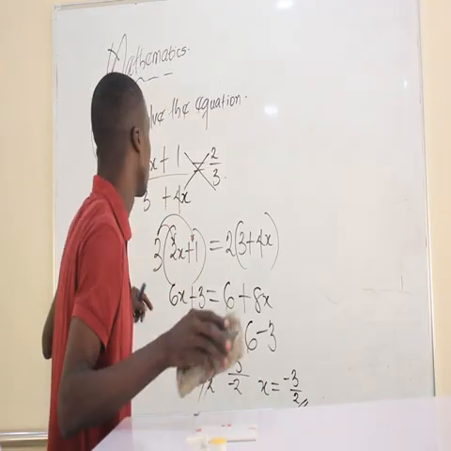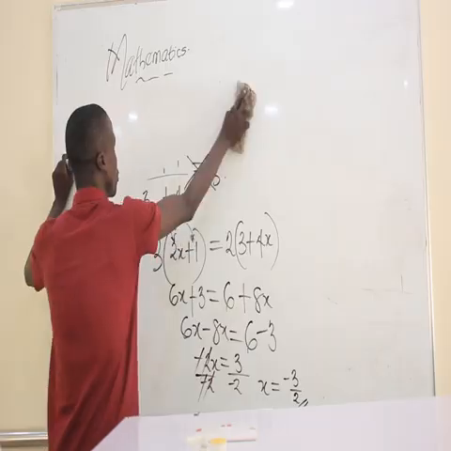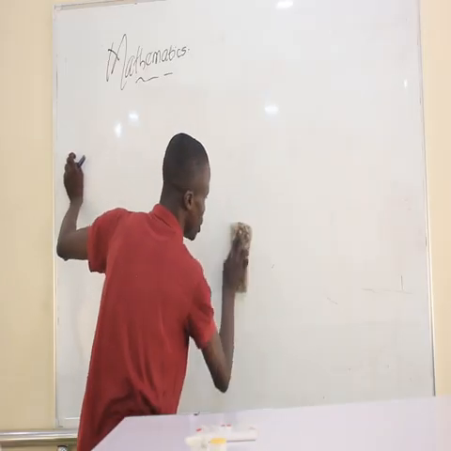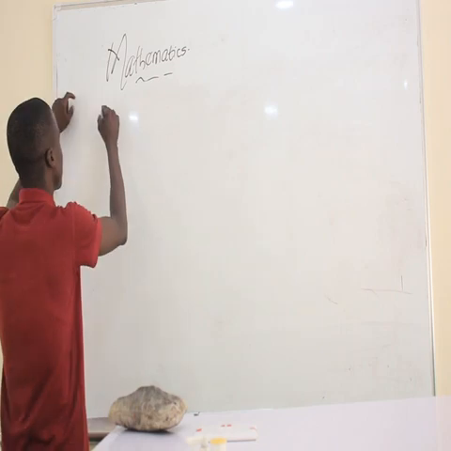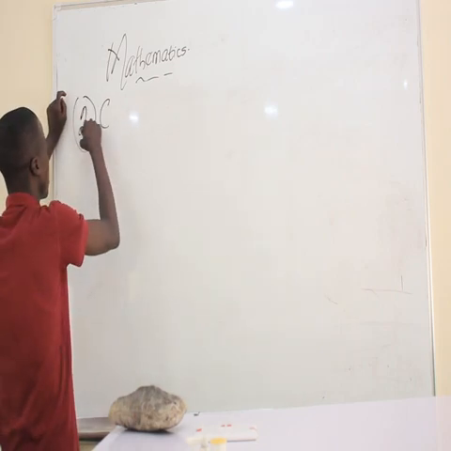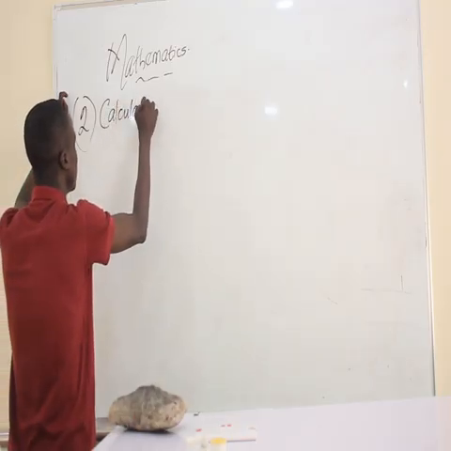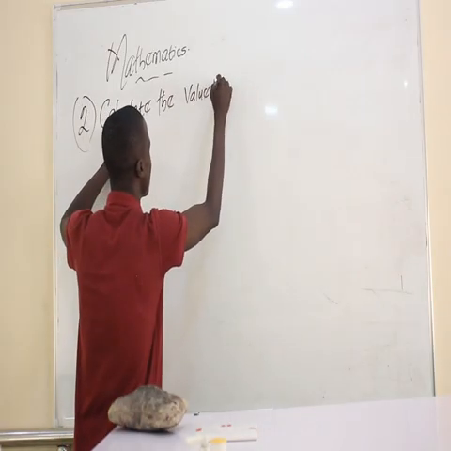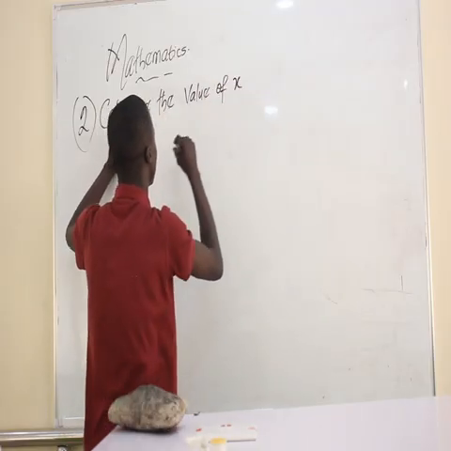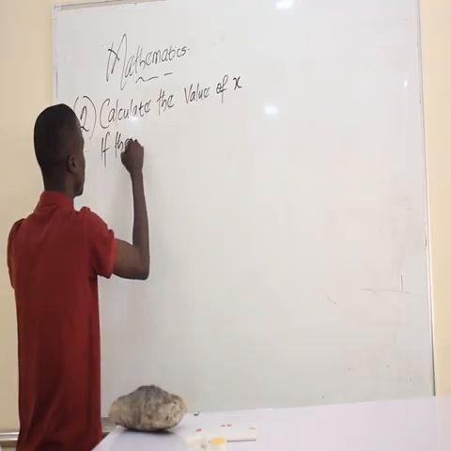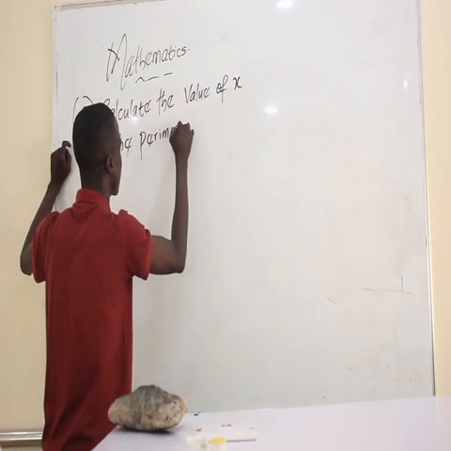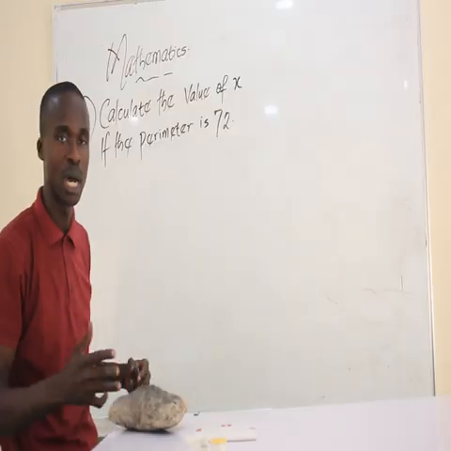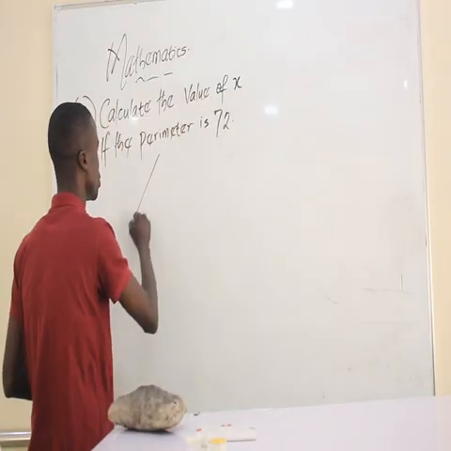Now take one under geometry. Under geometry, looking for the perimeter of a shape. This is also a past question. Calculate the value of x if the perimeter is 72. You are asked to calculate the value of x from the shape below.